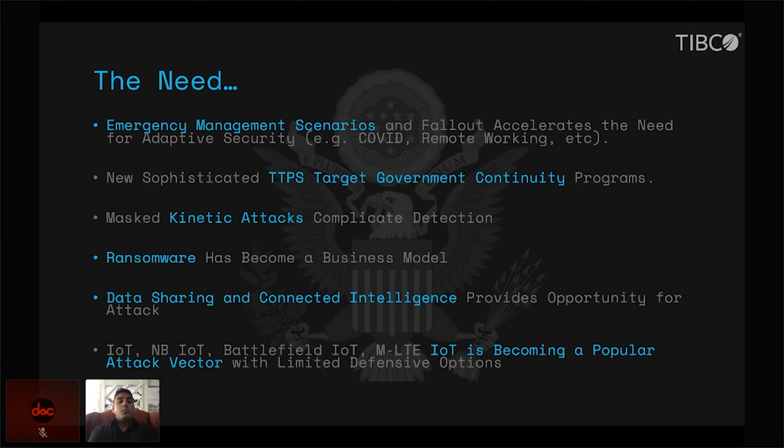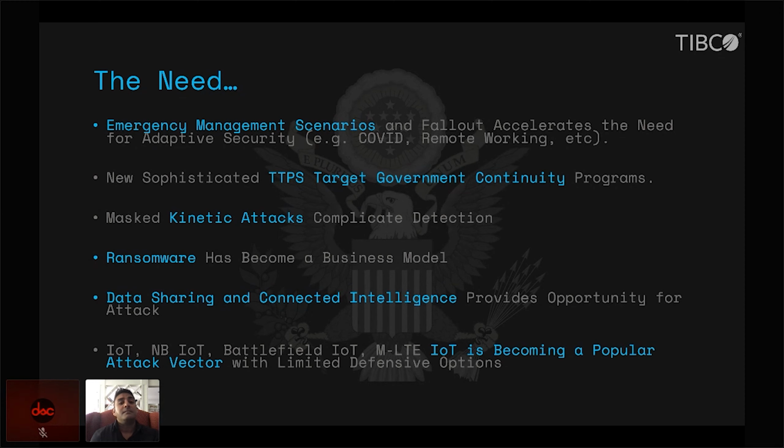Then, of course, with emergency management, with remote working, with the increase of data volume, what you have is data sharing and the increased connected intelligence that's required for any enterprise to run. And because of that, what you have is increased opportunity for other people to attack you from a cyber vector. So once again, that needs to be taken a look at.